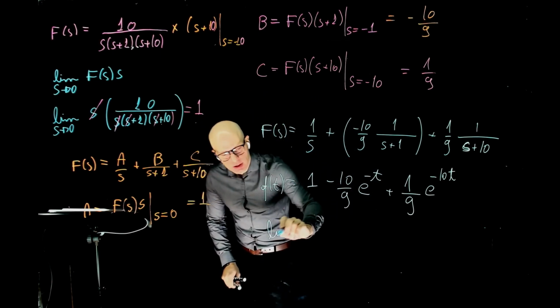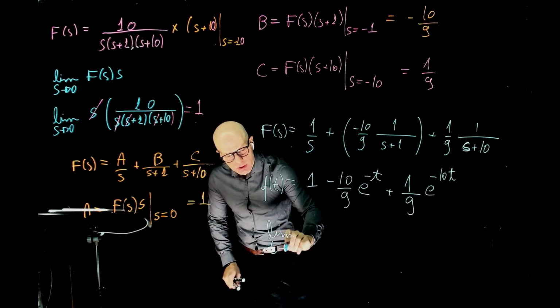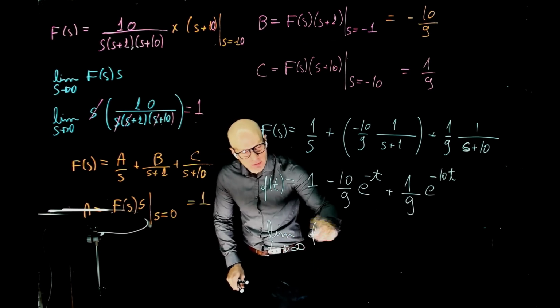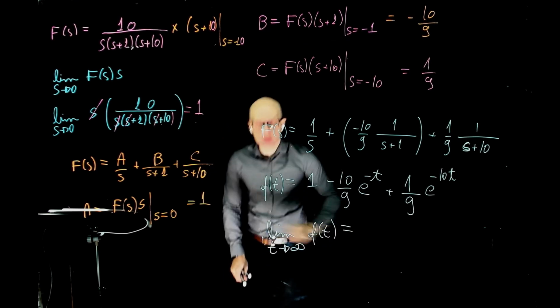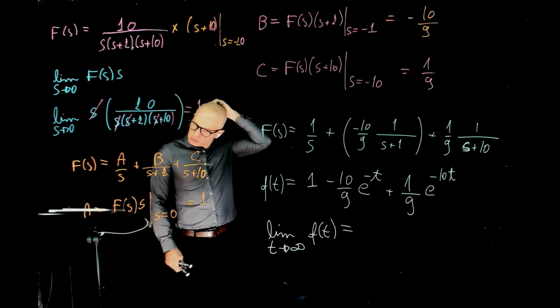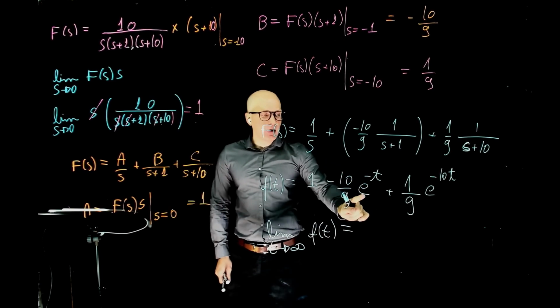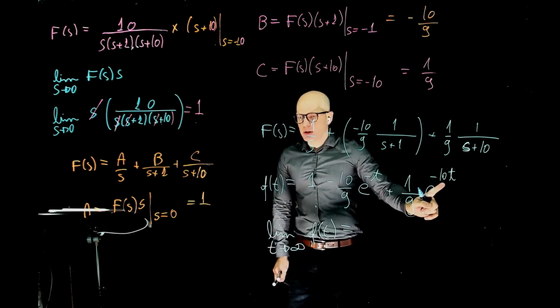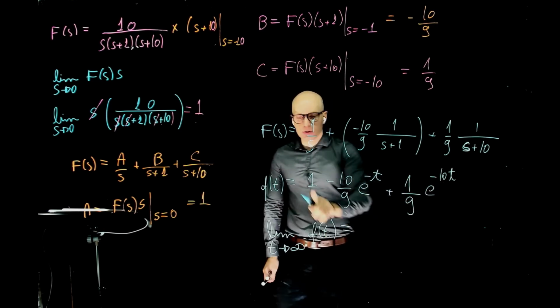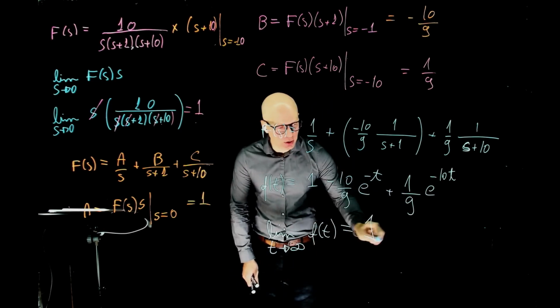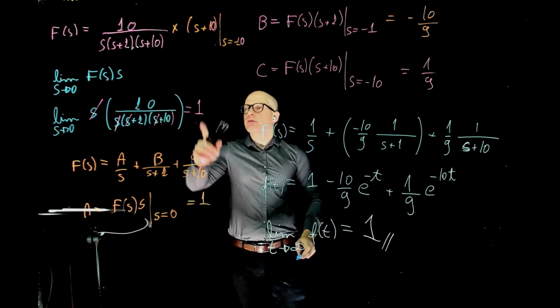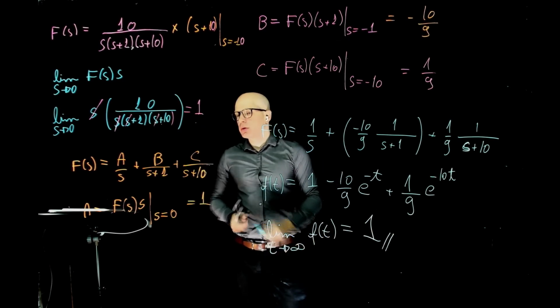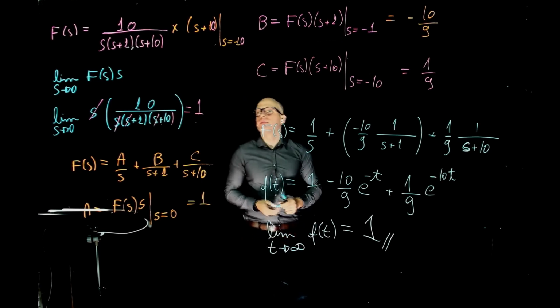Now you can find the limit when t tends to infinity of f(t). Exponential of a negative infinity number goes to 0. We are left with 1, precisely what we found in the final value calculated before. Okay.